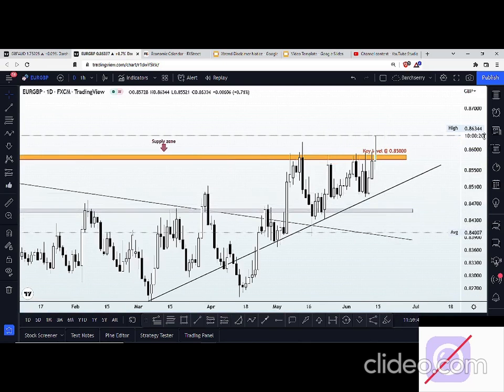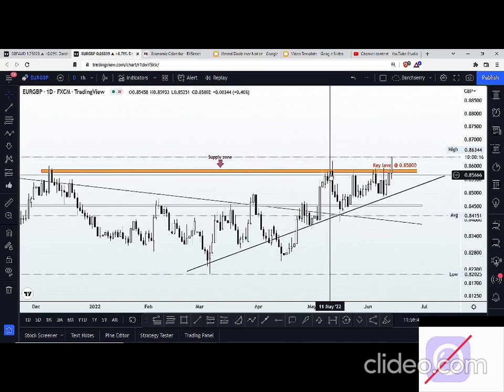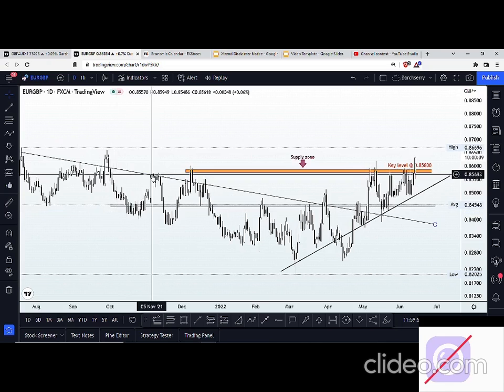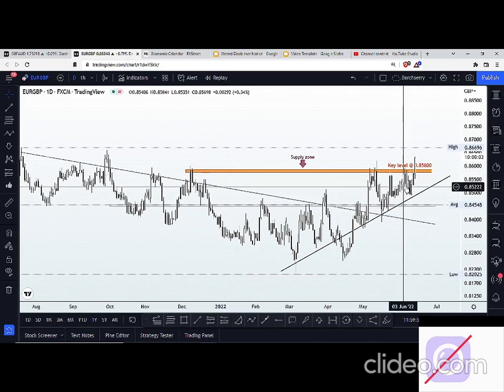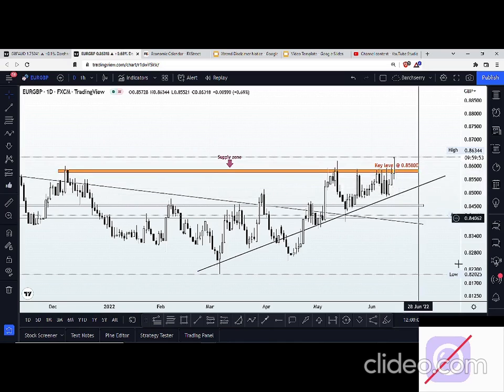So now we can see price has been respecting that bullish trend line, and we have price breakout of the key level at 0.8500, which has been a supply zone. If you look left, you can see since November last year, as soon as price gets into this area, we see sellers taking over the market. But it appears price has broken that area, but we are not sure if this is going to be an outright breakout or not, as the daily candle still has approximately 10 hours to close.